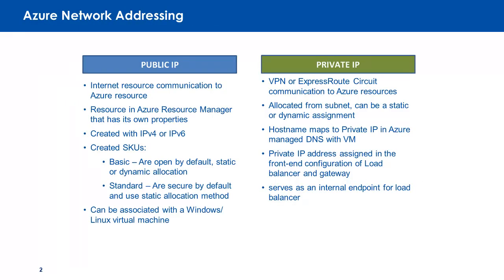Now, to understand network addressing, we need to understand IP addressing. There are 2 types, public and private. Public addressing goes across the internet, whereas private addressing is within an intranet. A public IP has its own properties and can be created with IPv4 or IPv6. Public IPs can be created with either the Azure Basic or Standard SKU. They can be associated to Windows and Linux servers. And private IPs can be assigned statically or dynamically and are allocated from the address range of the virtual network subnet a resource is deployed in.